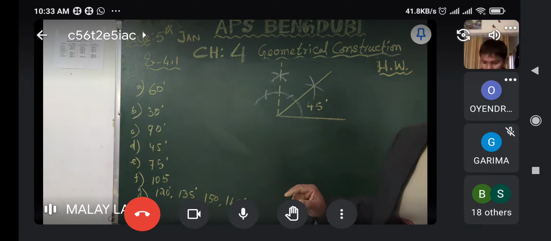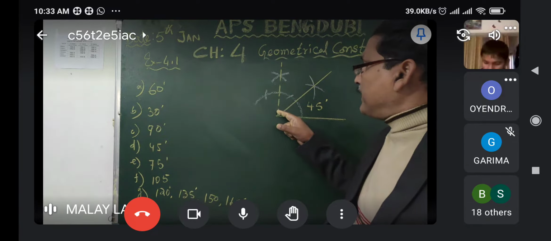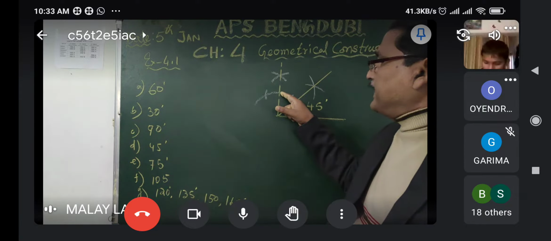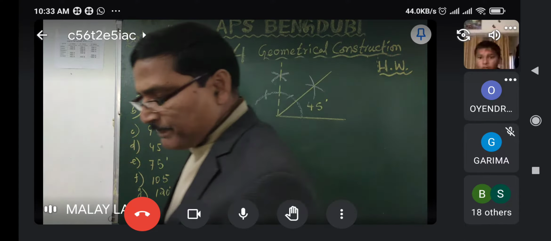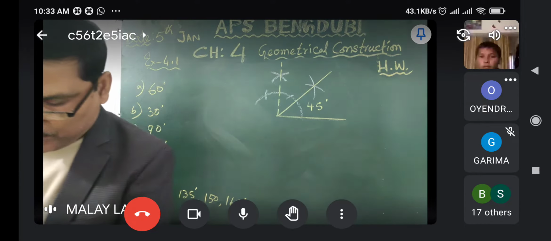210. What is the half of 210? Half of 210 is 105. That means your 105 lies in between 120 and 90. So this is the way. But if you draw all the angles in one figure, it will not be good.